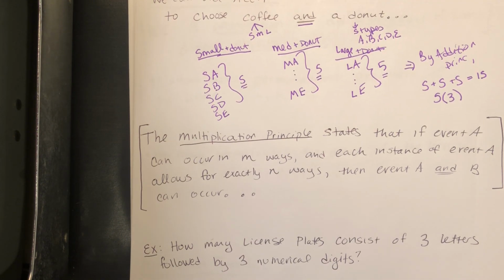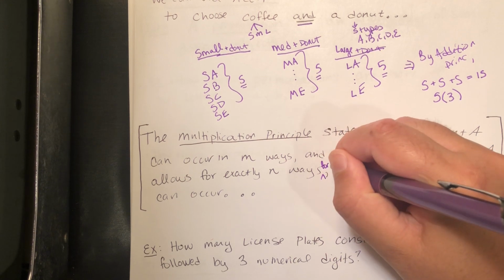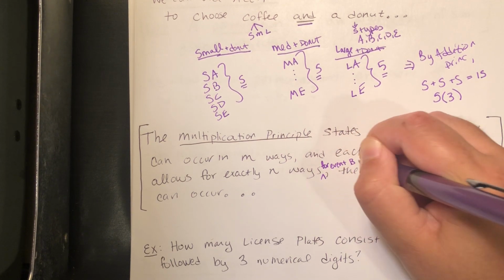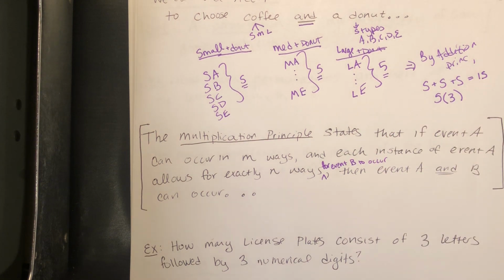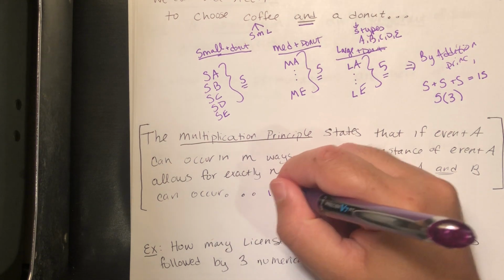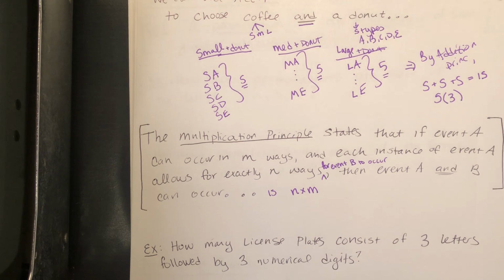The multiplication principle states that if some event A can occur in m many ways, and if each instance of event A allows for exactly n different ways for event B to occur, then the number of ways for both event A and event B to occur is going to be n times m. This is really just the addition principle over and over again.